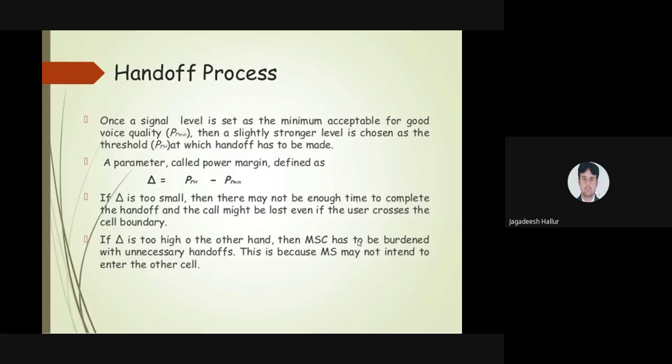If del is too high, the power margin is going to be lost. So the power margin should be at the minimum level. That has to be taken care of by del is equal to PR of H minus PR of min. PR of H is the maximum level, PR of min is the minimum level.